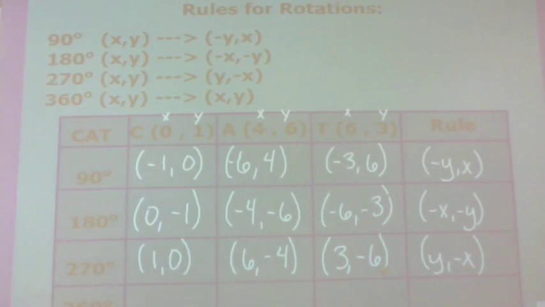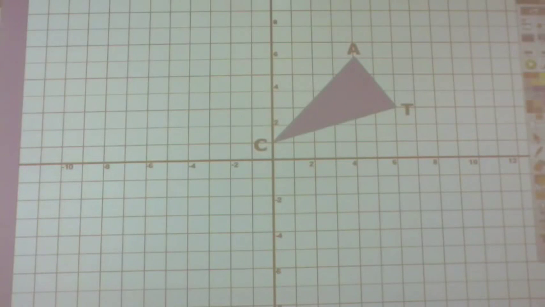Okay, so now let's graph these. If we graph them, remember, 90-degree rotation is one quadrant. 180-degree rotation is two quadrants. 270-degree rotation is three quadrants. So I'm going to take my C. So in the 90-degree rotation, C was at negative 1, 0. So right here. So I'm going to title that C prime.